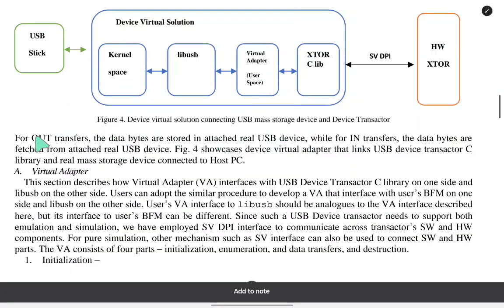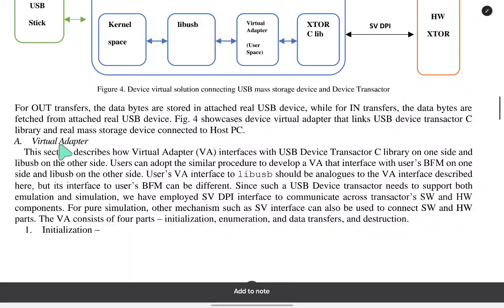For the OUT transfer, the data bytes are stored in the attached real USB device, while in the IN transfer, the data bytes are fetched from the attached real USB device. Figure 4 showcases the device driver virtual adapter that links the USB device transactor C library and the real mass storage devices connected to the host PC. Virtual adapter.